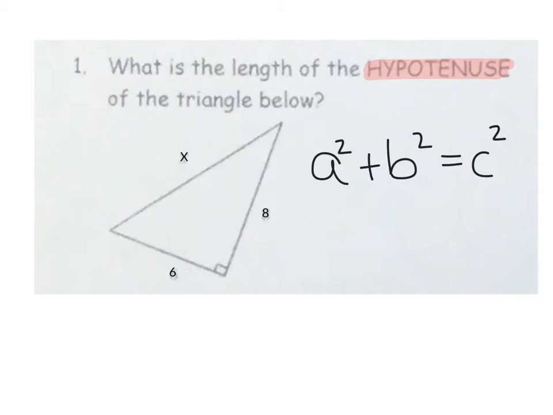Number 1 says, what is the length of the hypotenuse of the triangle below? The hypotenuse is the longest side of the right triangle, which is this right here that I highlighted. Your two legs, side A and side B, are 6 and 8. So you just put it in the formula, and then you find the square root of what you get when you square 6 squared plus 8 squared.